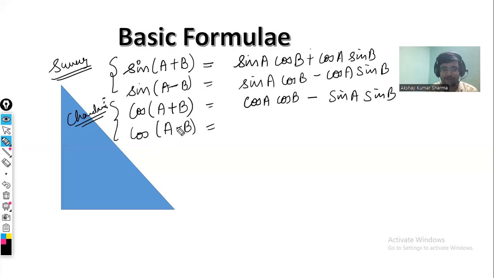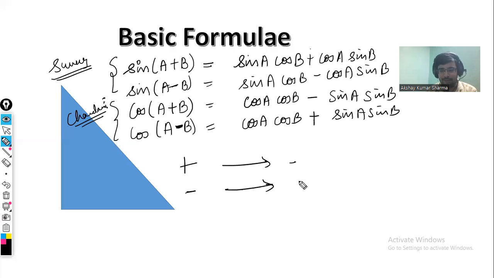Let's jump to the next one, cos A minus B. We can clearly write cos A into cos B. Now this time Chandni is saying minus. What does it mean? It means it would be plus in this case. Did you get my point? So when Chandni says plus, that means minus. When Chandni says minus, that means plus.